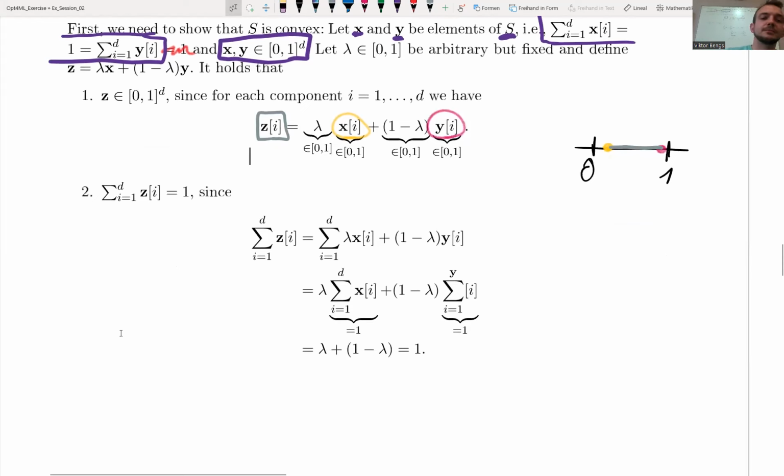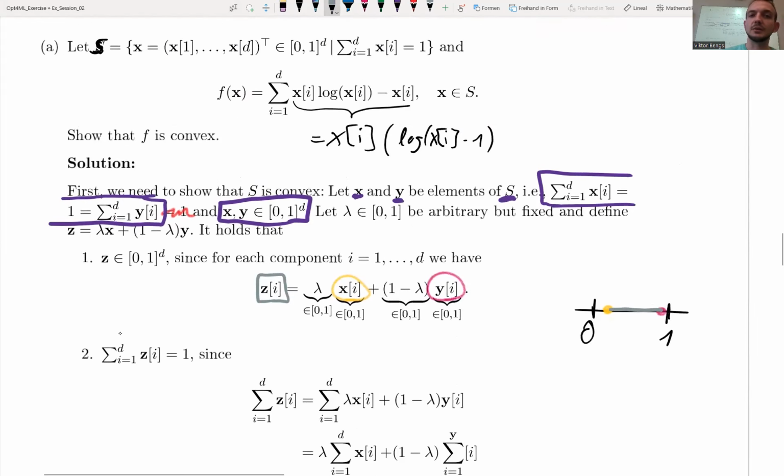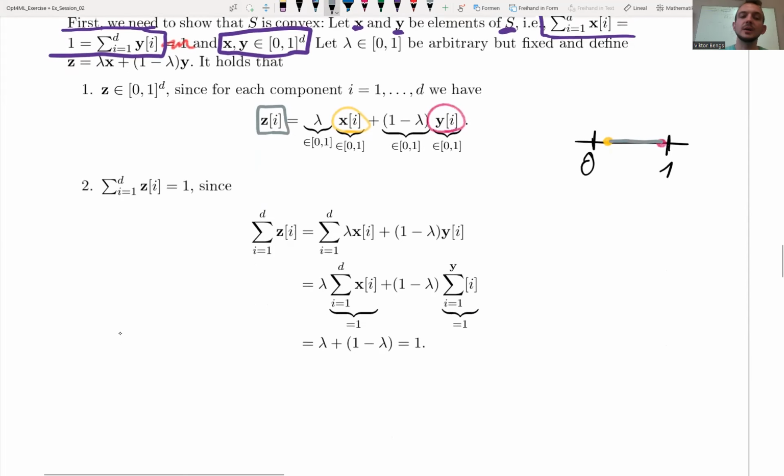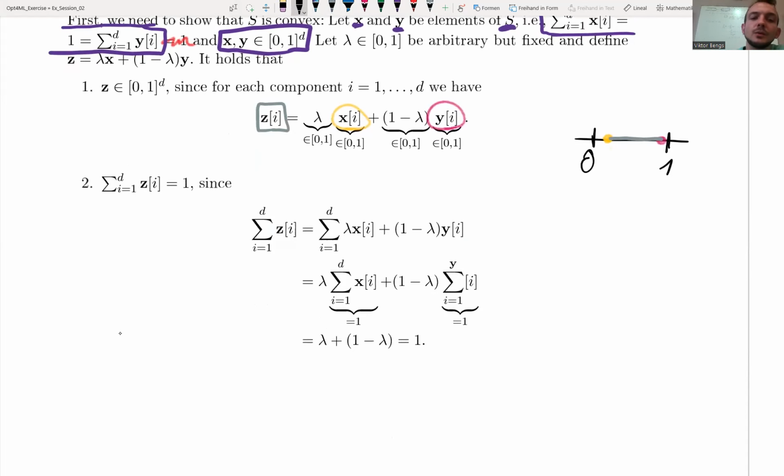Okay, then the second property which we need to verify is that the z's are summing up to 1. This is one of the characteristic properties of the set S. And well, let's have a look. What's the sum over the components of z? Well, we have here the zi, which is the convex combination of the ith component of x and y, with this. Now, the lambda here is not depending on the sum. We can write it in front.